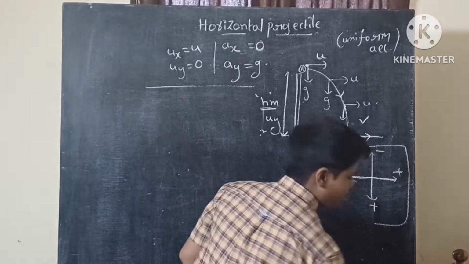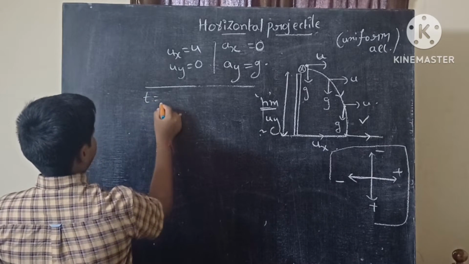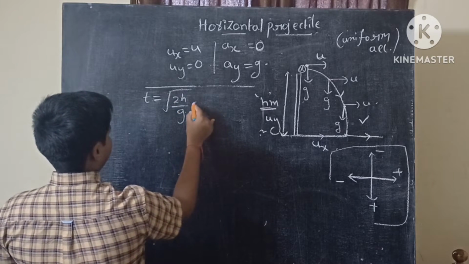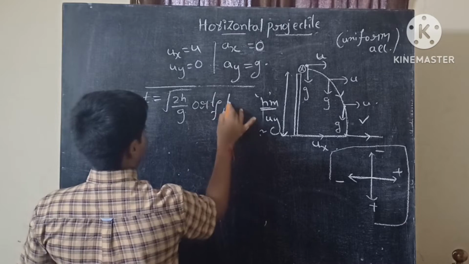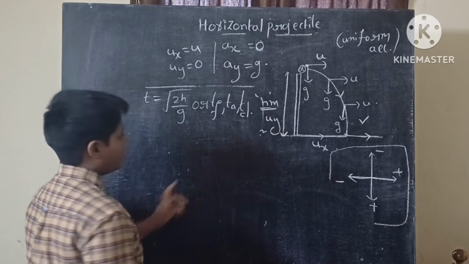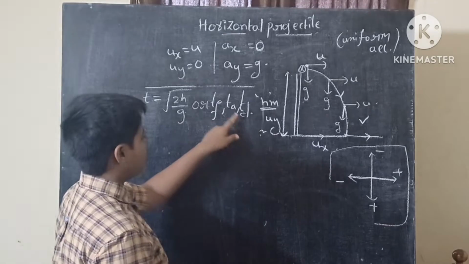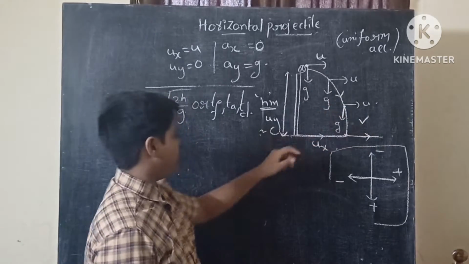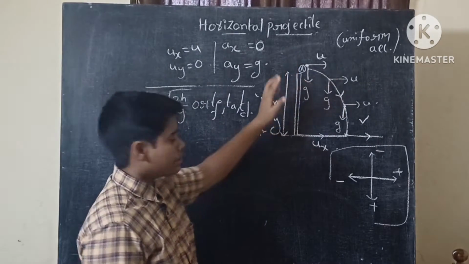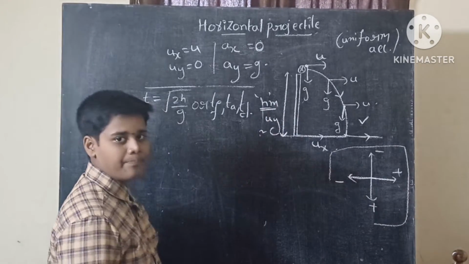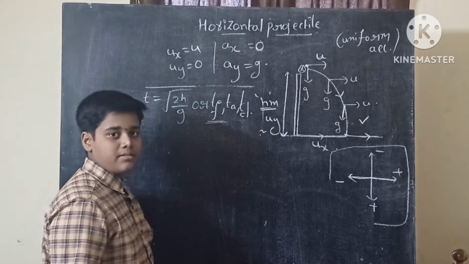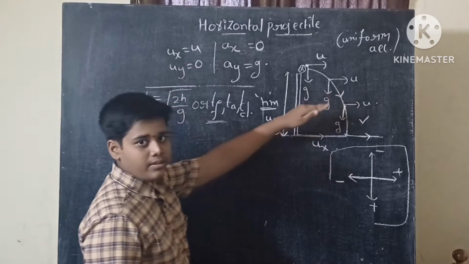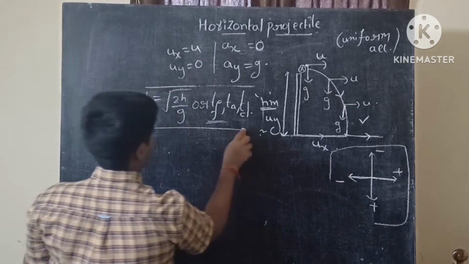So here we got one formula, time equals root over 2h by g, which is nothing but the time of flight. Time of flight means the sum of the time of ascent and time of descent. Here the ball travels only downwards, so I am taking it simply as time of flight. Time of flight means how much time it travels in air. So this is one of the formulas.